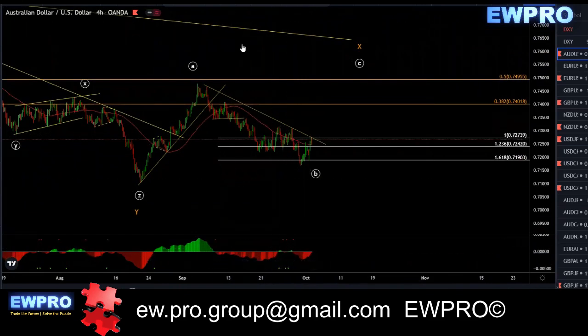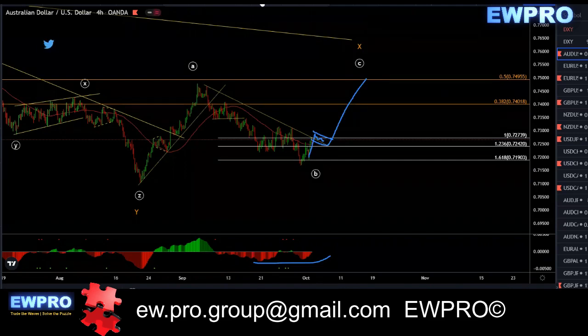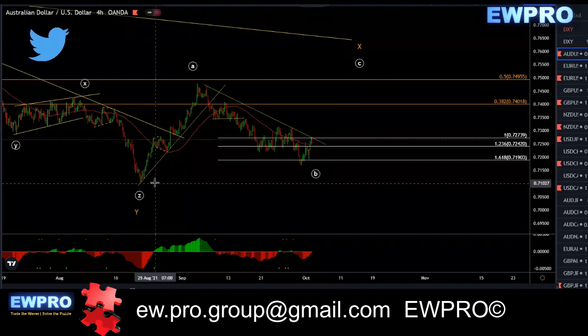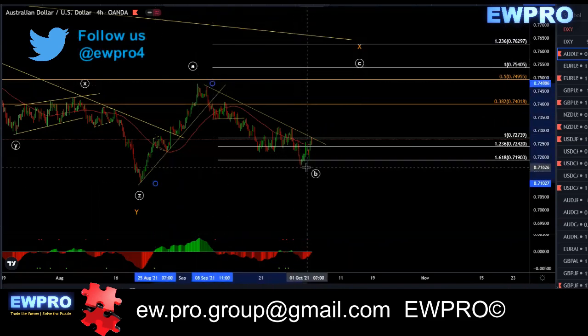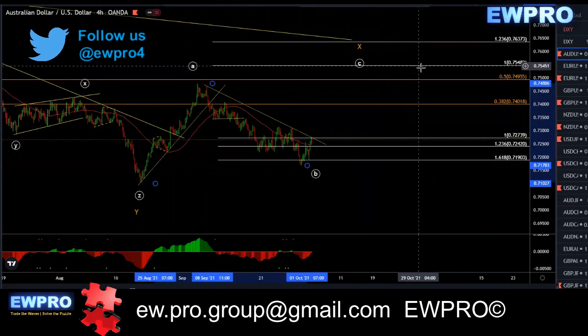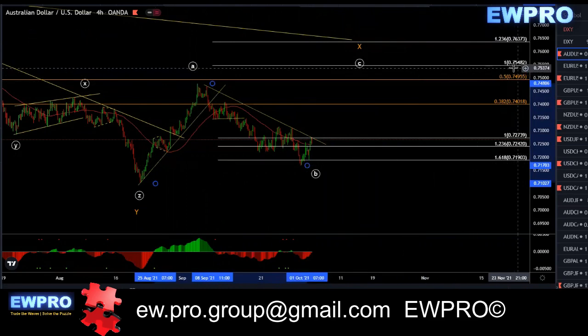We now have bullish divergence. So wait for your trend line break, bullish flag, and look for that. I can actually draw this 100 fib on here now. So we're looking for the 100 fib around the 75-50 area.